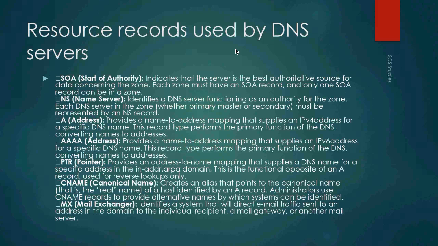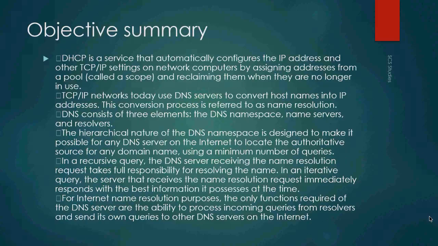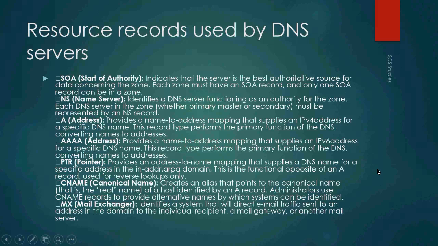MX record. MX for mail exchanger. It identifies a system that will direct email traffic to a specific address in the domain or an individual recipient. A mail gateway will use this MX address to identify its mail routing server or smart host server. So these are the common records which are used in DNS servers.